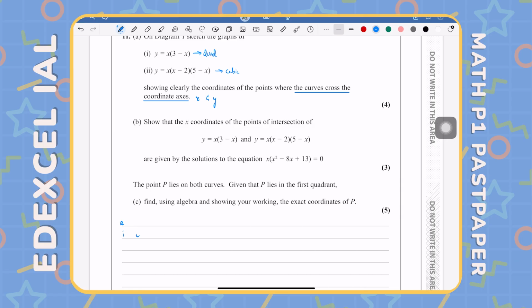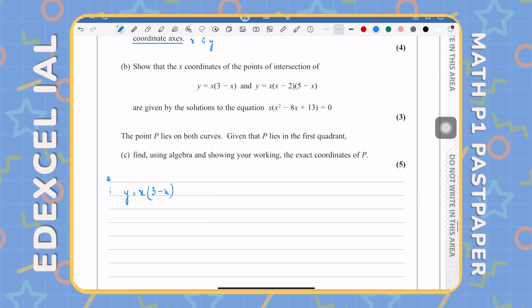Okay, so let's start with y equals x times 3 minus x. Now, in order to find out the x-intercept of any line, any curve, we equate y to 0. So when we do that, we have one x-intercept is 0, which means that the curve will pass through the origin. And the other x-intercept will be 3. So you can do it directly or you can do it step by step. 3 minus x equals 0 is the other equation we need to solve. So that's going to be x equals 3. So we have the two x-intercepts, 0 and 3.